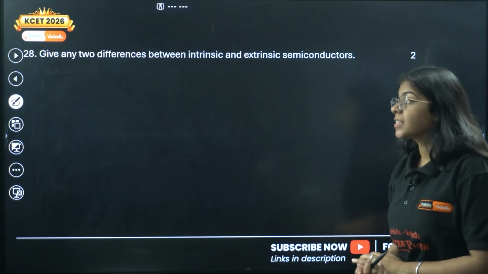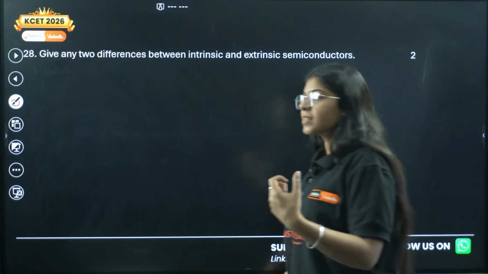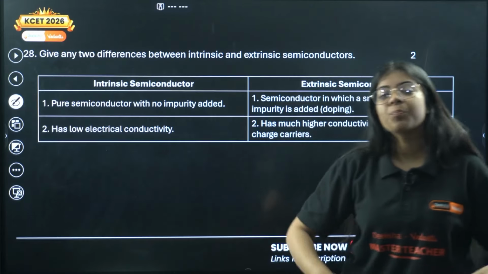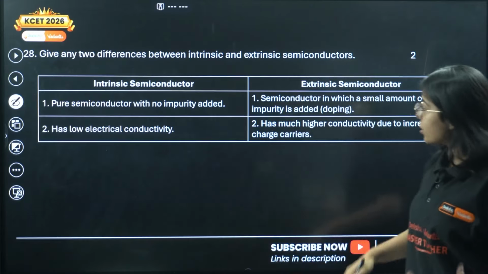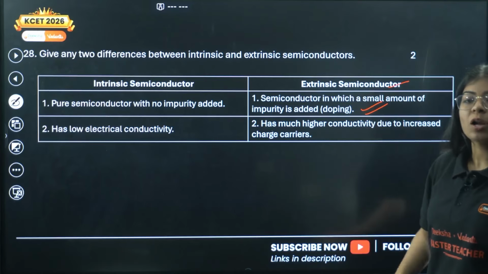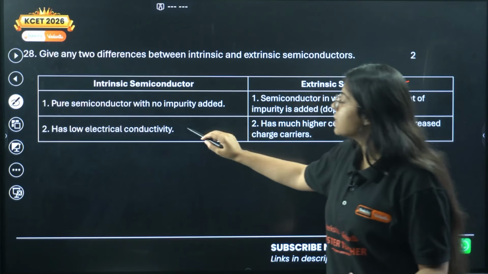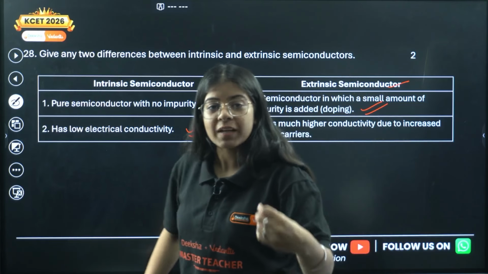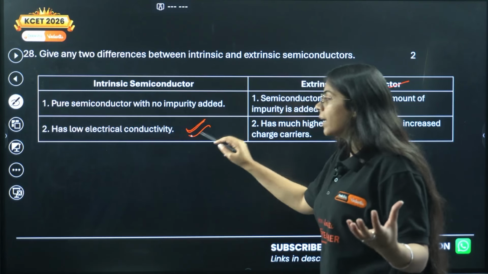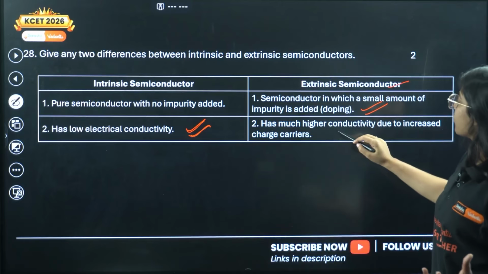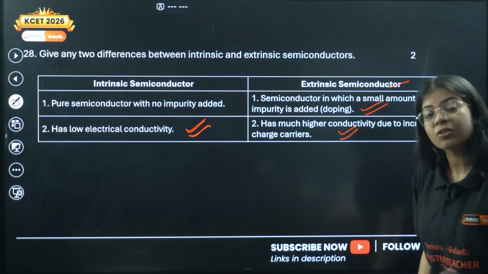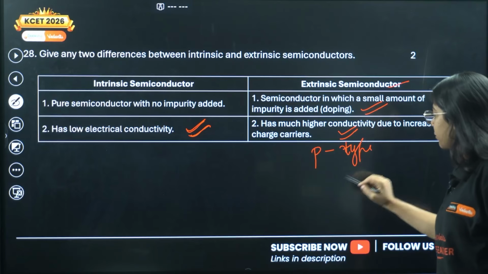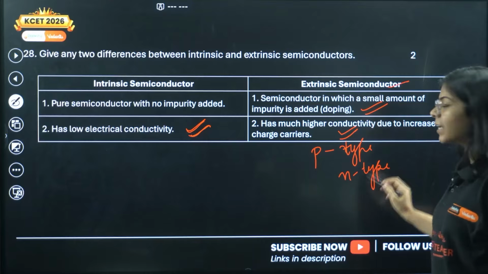Give any two differences between intrinsic and extrinsic semiconductors. Let's just see its answer. Intrinsic, we know, is a pure semiconductor without any doping. Extrinsic, on the other hand, is due to a small amount of doping, correct? Intrinsic has low electrical conductivity because the number of free electrons is less. Extrinsic, on the other hand, has much higher conductivity due to increased electrons or charge carriers. This is of two types, which is P type and N type. Correct? Move on to the next question.